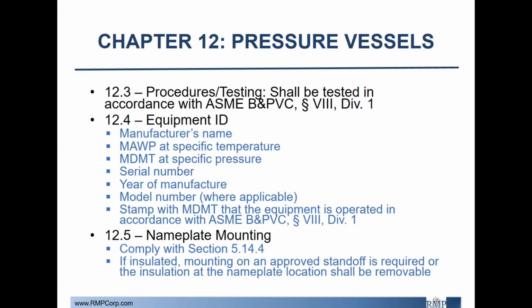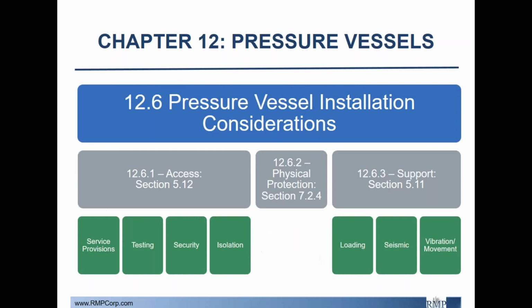Specifically also for nameplate mounting, will comply with section 5.14.4, and if they are insulated, mounting on an approved standoff is required, or the insulation of the nameplate location shall be removable. So section 12.6 covers pressure vessel installation considerations, and the first section discusses access. Access refers to maintenance and repair access for the equipment and covers service provisions, testing, security, and isolation.